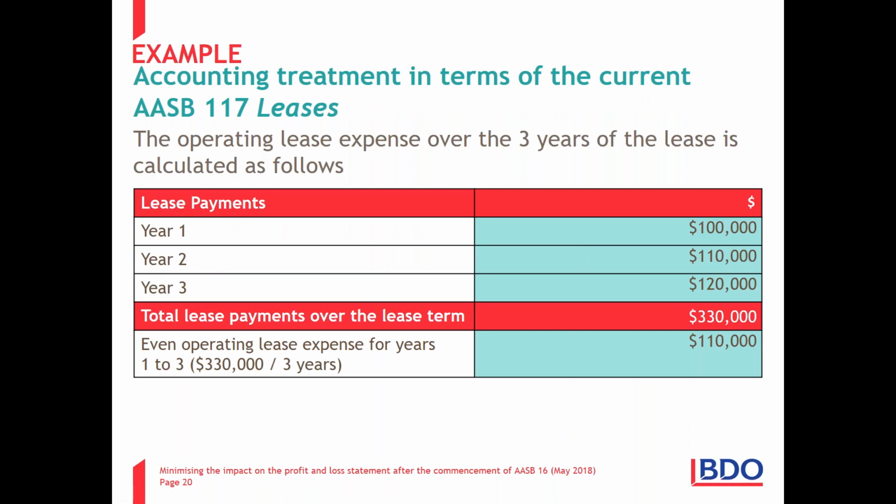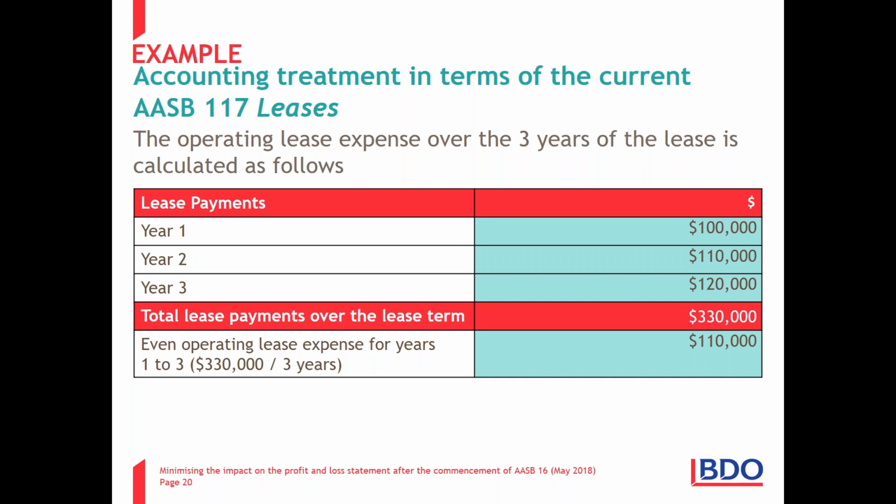And the way this would have been calculated should be as follows. So the lease is for 3 years with payments, as I said, $100,000, $110,000, $120,000. Under the current standards, you would calculate the average operating lease expense over the period of the lease. So in this case, annual operating lease expense would be $110,000 a year for 3 years.